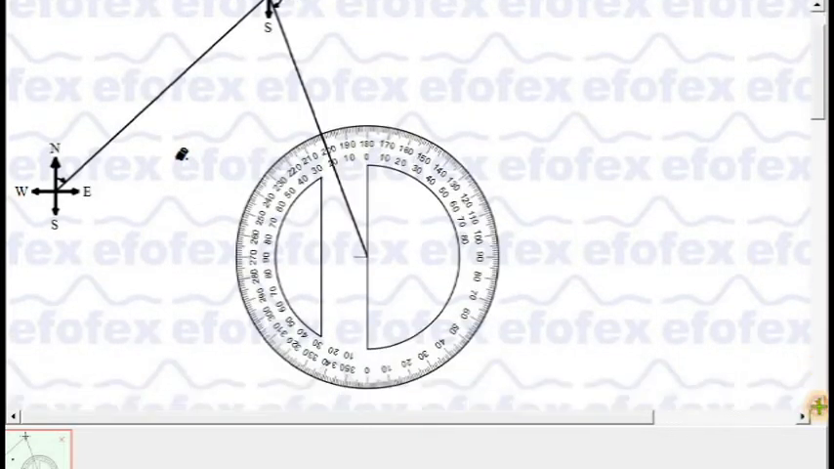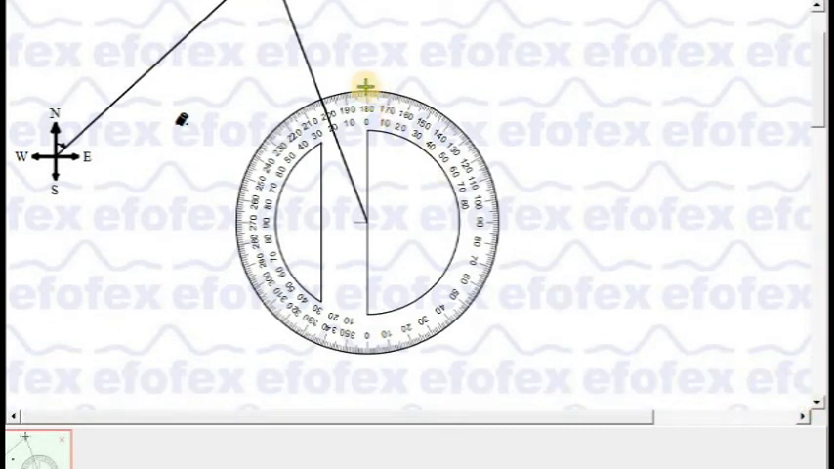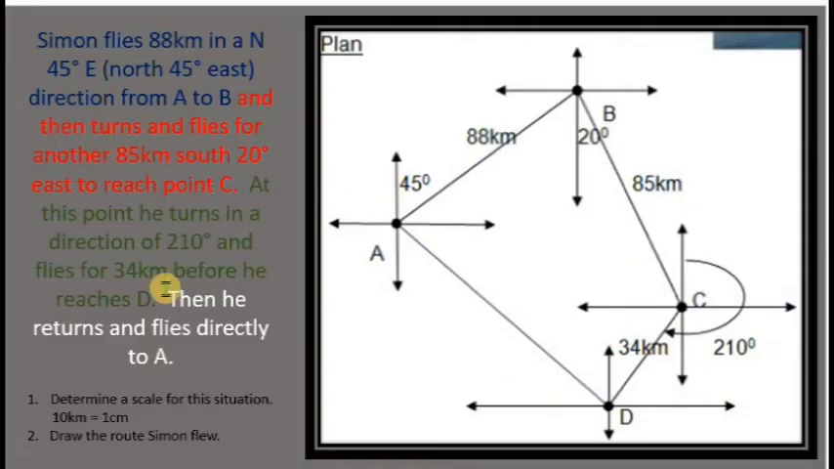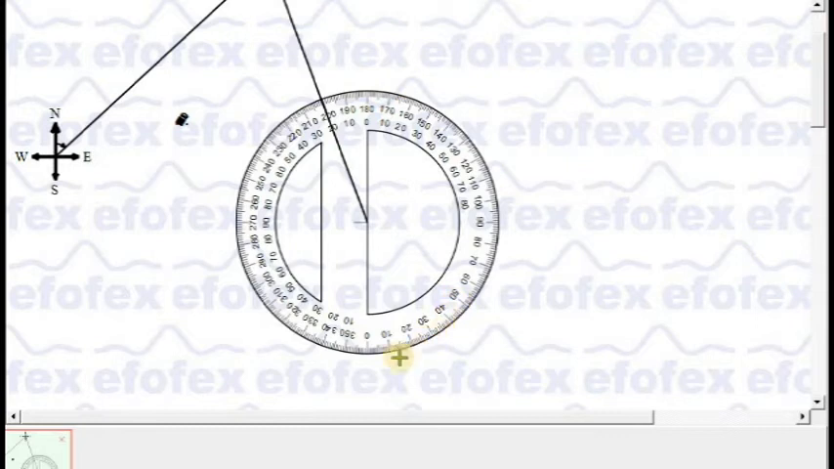Okay, so now we start from 0. Remember, the 0 must always be north. And we will work for 210 degrees. So 210 degrees, this is 0 again. So this is 180, and then we still need 30, so it will be there. So we can add our bearing at the 30 degrees. There we go.